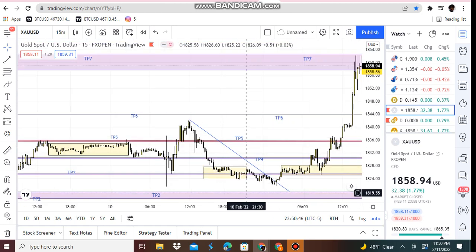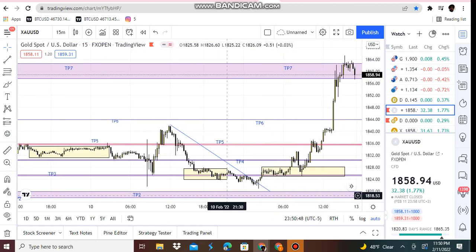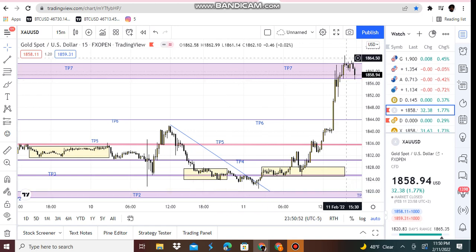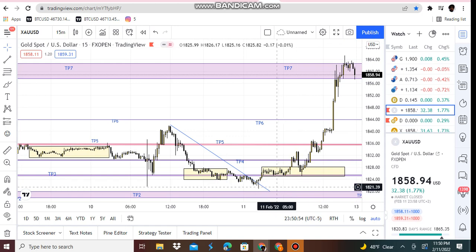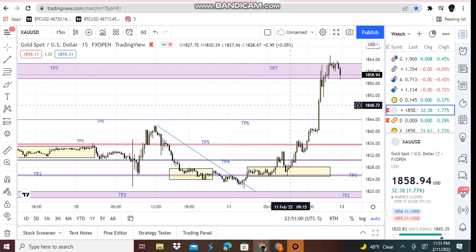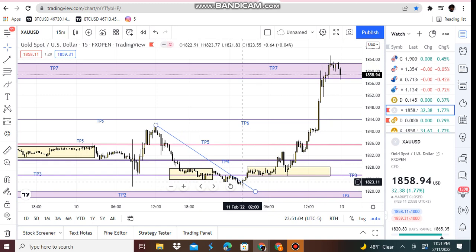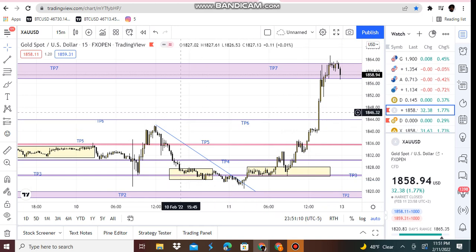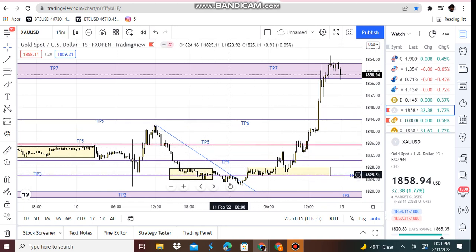All right, gang. Then after this, we see price go all the way from the take profit 2 area to take profit 7, from 1820 all the way to 1865. Depending on your lot size, this could have been 10 grand, 20 grand, a couple thousand easily, from 1821 all the way up to 1865. And this was a crazy move.